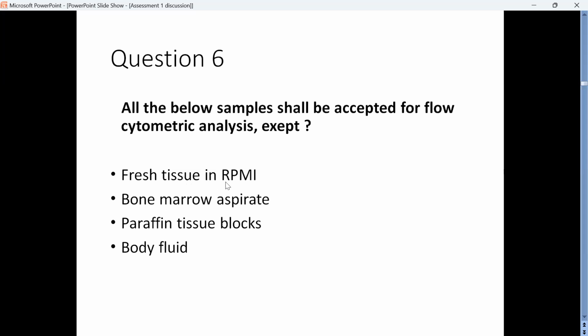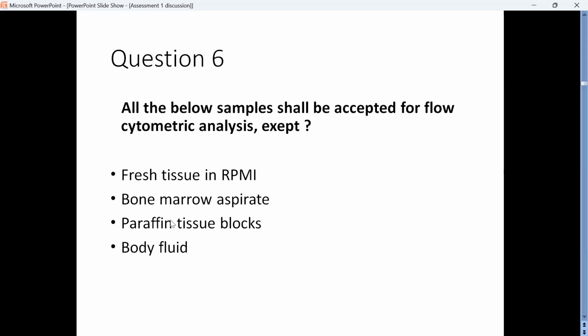Remember, fresh tissue in formalin is tough. If you put the tissue in formalin, then doing flow cytometry becomes difficult. But if you have fresh tissue in RPMI medium, you can dissociate it into a single cell suspension by mechanical teasing or by using chemicals, and then with that single cell suspension you can do flow cytometry. So even fresh tissue in RPMI can be used for flow cytometry, like bone marrow aspirate and body fluid.